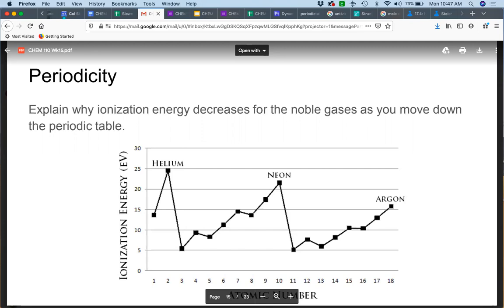So the first thing that this problem asks you to do is to observe what the trend is. In this case, you could visualize that simply by looking at the diagram and seeing that the ionization energy decreases as you go from helium to neon to argon. Or you could analyze the diagram, call out the numbers, and then make that inference. Now, the question asks you why. So it's not just asking you to identify the trend, but to provide an explanation why.